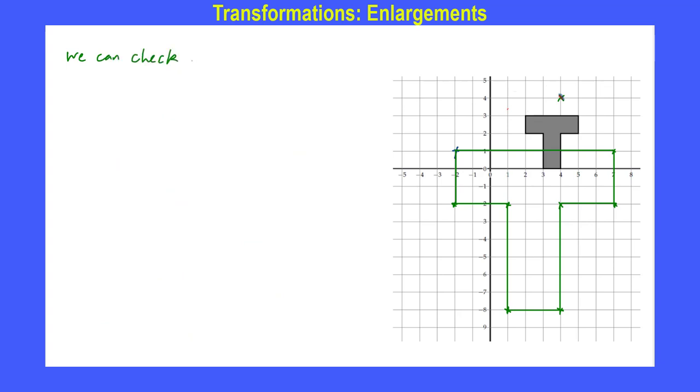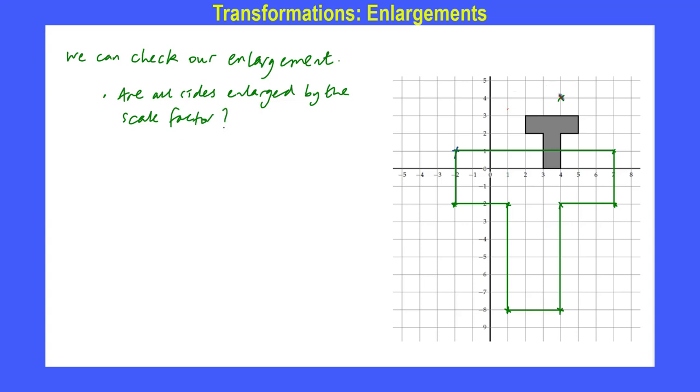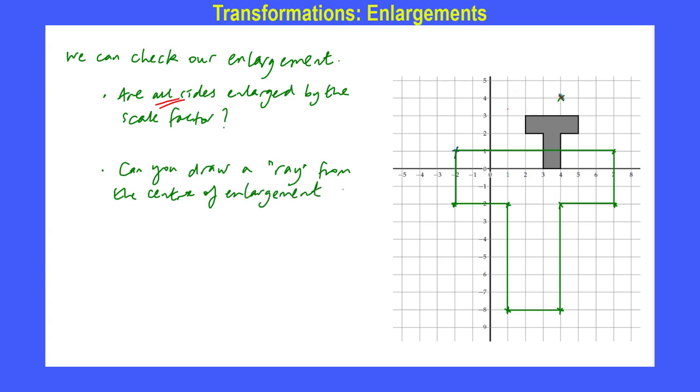What's nice about mathematical enlargements is we can check them. The first thing we've got to do is look at our image and say, is it scale factor times bigger than the original one? So in my T shape here, I can see that every side is 3 times the size of the original one. So that's good. So I'm halfway there. Then the nice thing we can do is draw what's called a ray from the centre of enlargement through a point on the object and its corresponding point on the image, and if we can do that for all the points, then we must have got it right.